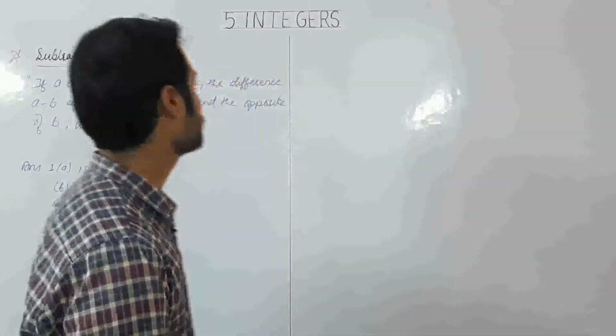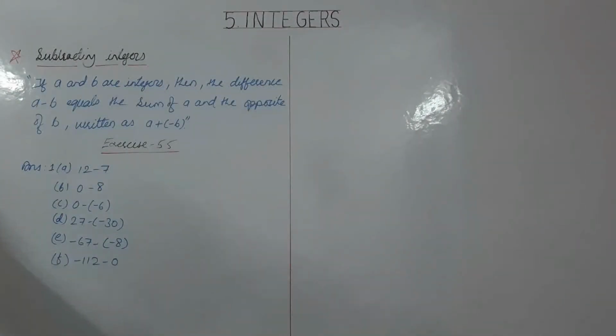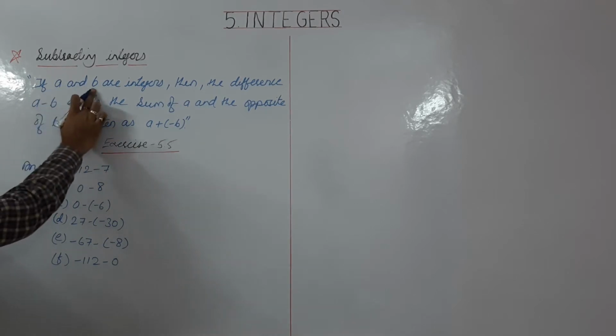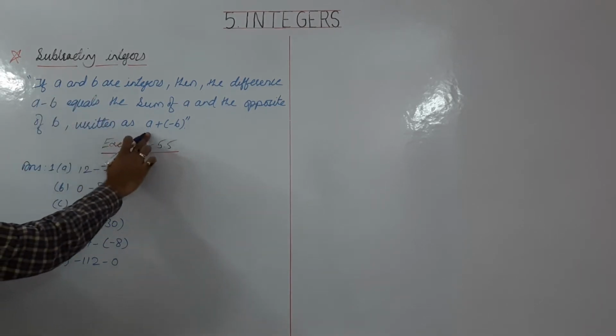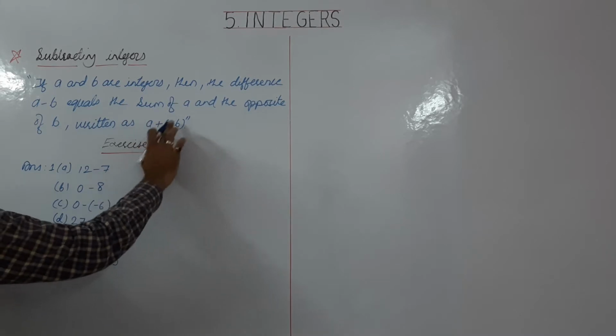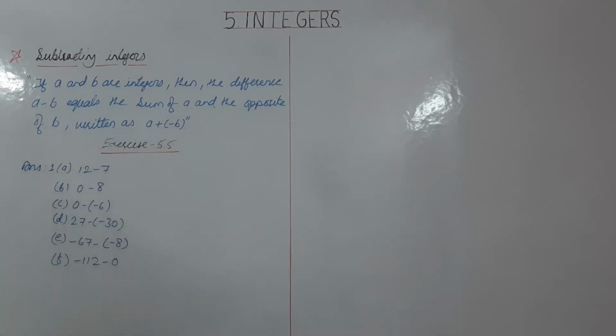In today's class, we are going to cover one more topic of integers, that is subtraction of integers. If a and b are integers, then the difference a minus b equals the sum of a and the opposite of b, written as a plus opposite of b or a plus minus b. So a minus b is equal to a plus minus of b in the bracket. Now using this property, this concept, let us try to solve some problems of exercise 5.5.